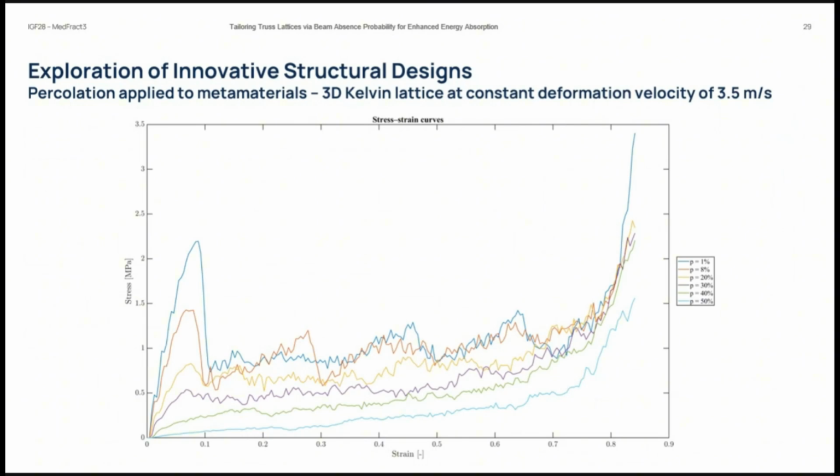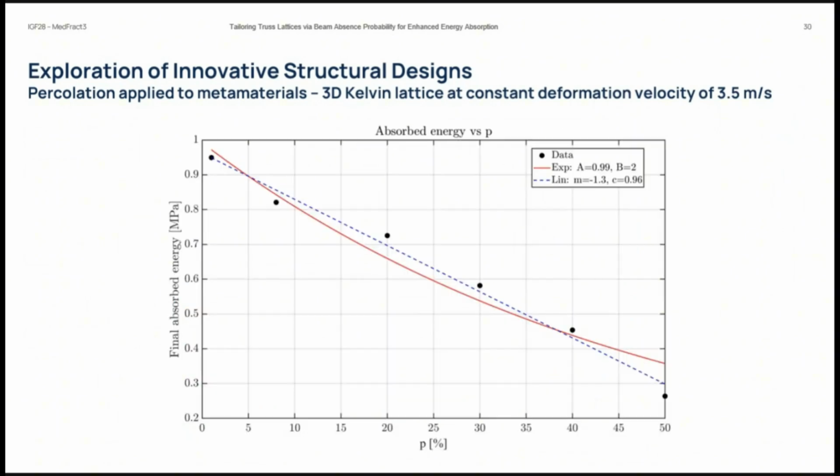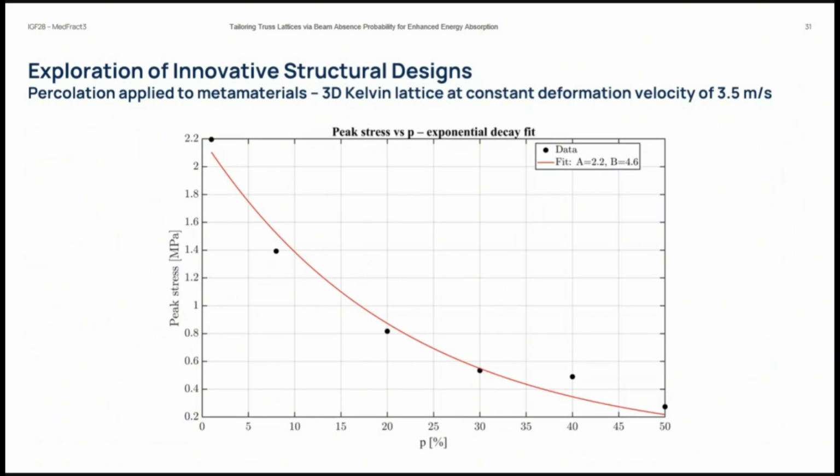And if you look at the absorbed energy now, you can see that it's a linear trend with respect to P. We also tried to fit to an exponential curve, but the residual was too large. So that is a linear trend. And if you look at the peak stress, now it's a power law again. So before with the 1D simulations, we already saw it was a power law, but we didn't have a real peak stress. Now we have it. And we can reduce it through a power law.